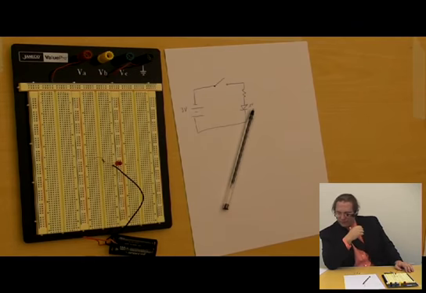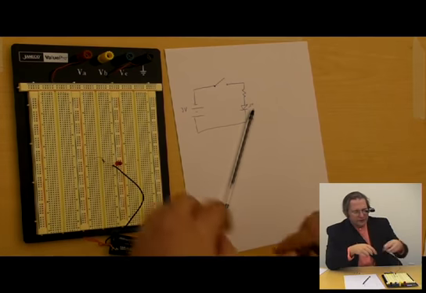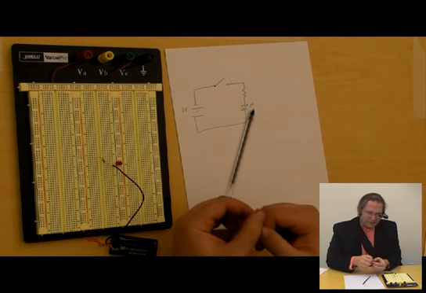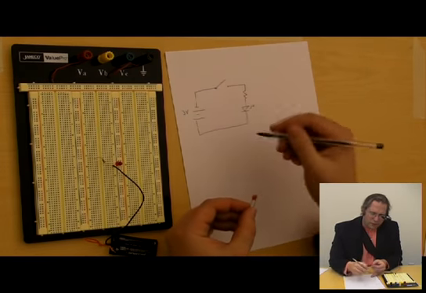Now, let me add yet another part. Let me add a capacitor. So, a capacitor is a little bit more difficult to read. I have one here that's labeled 104M.